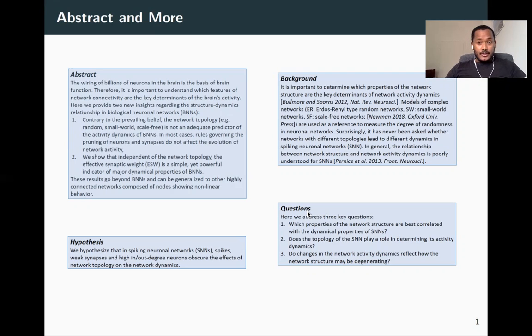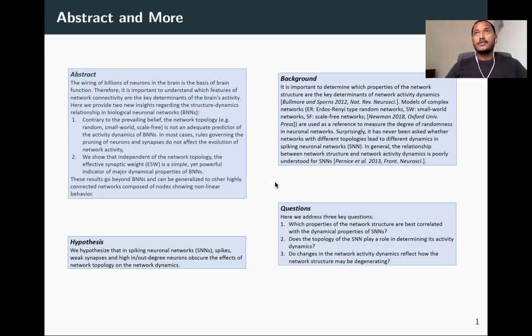While this is the case for small-sized networks with strong connectivities, we hypothesized that this may not be the case for large-sized networks with very weak synapses, for instance, spiking neuronal networks. To prove this hypothesis, we set three questions.